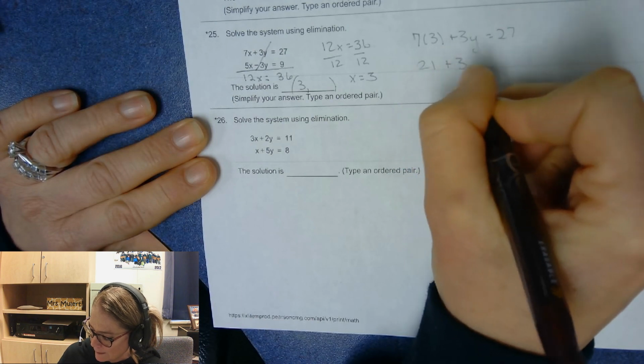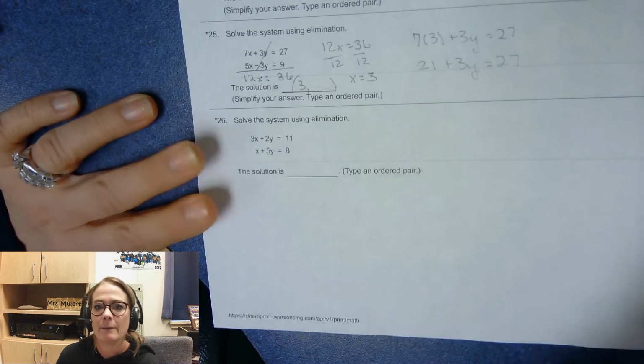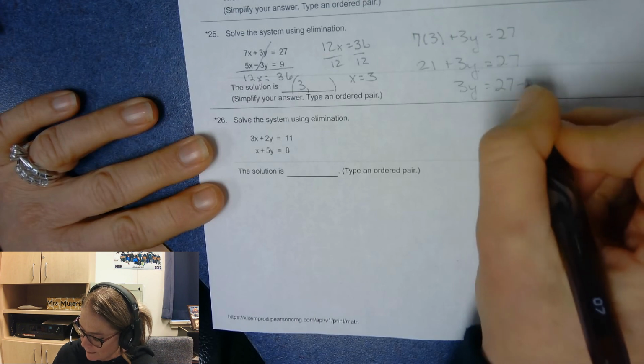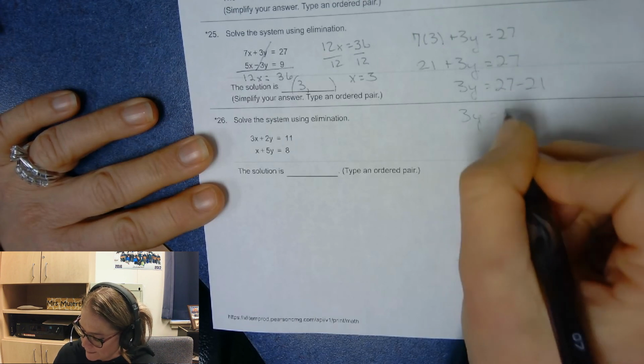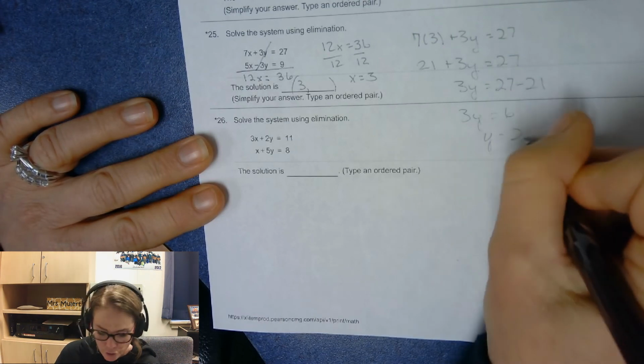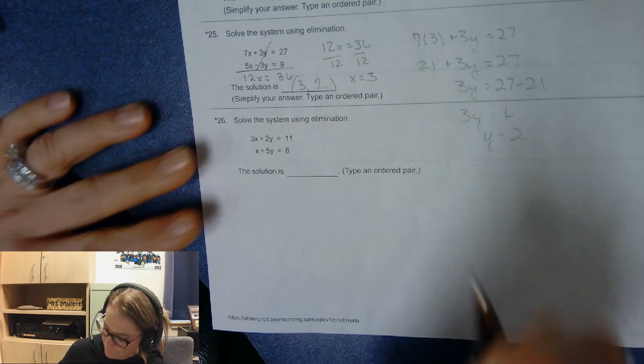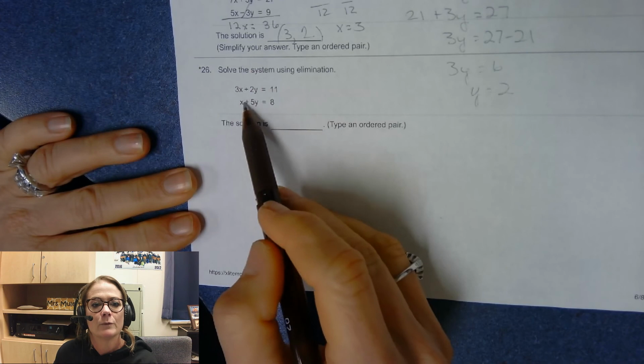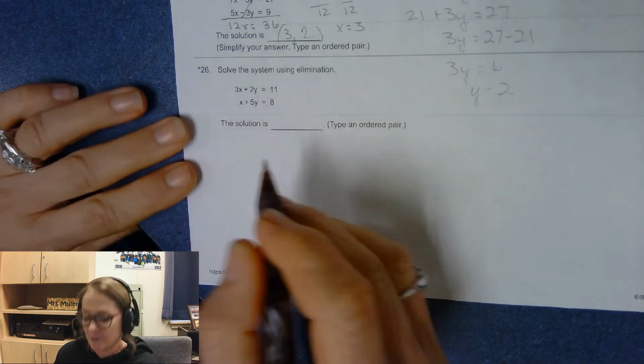21 plus 3y equals 27. Looks like my pen is giving out here. 3y equals 27 minus 21. 3y equals 6. Y is 2. So 3, 2 there. And then solve by elimination. So we're going to scale this one. It would be nice if this were -3 because they would drop out. So let's make it -3.